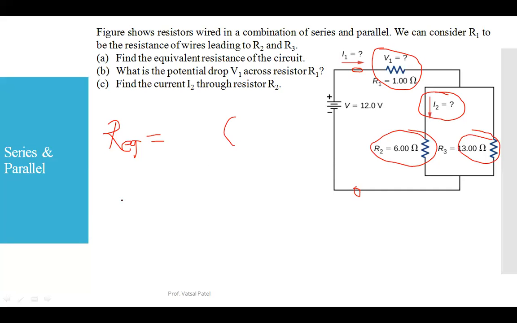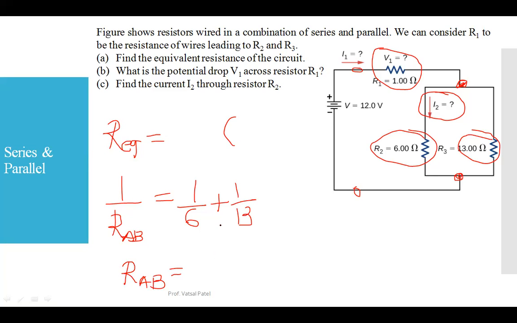So you can do it like this also, 1 divided by R. This is between the points, let's say A and B. So it is A and B, that you can assume 1 divided by 6 plus 1 divided by 13. And then after, you will get RAB. The answer we can get over here, so it is 19 by 78. Sorry, it is 78 by 19.